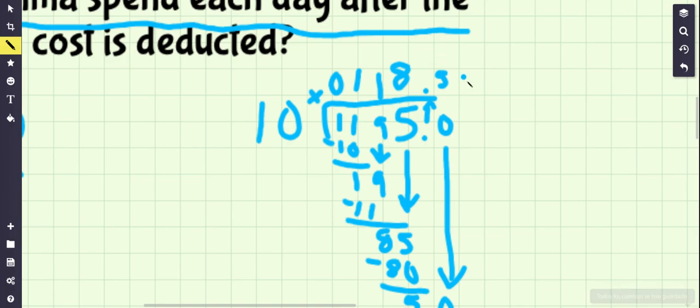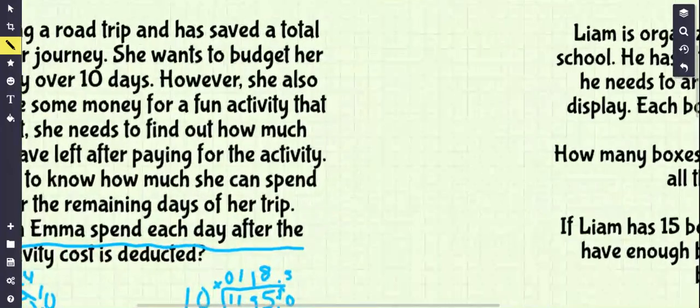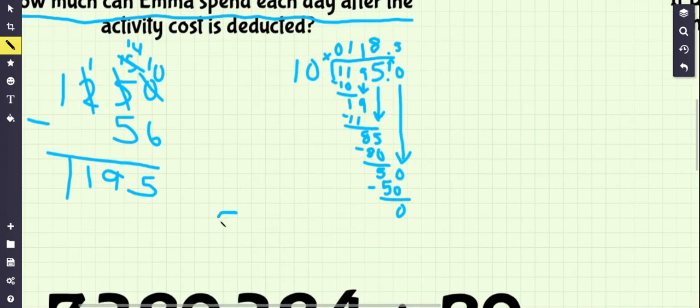You'll get that. So right now, she could spend $119.45 each day. So you can't forget the dollar sign. $119.45. All right.